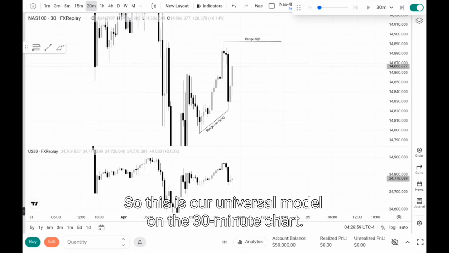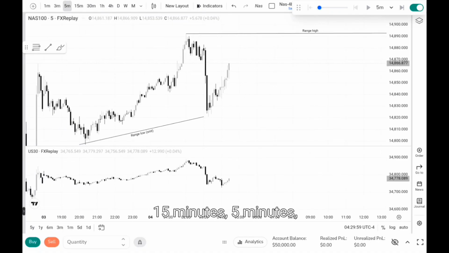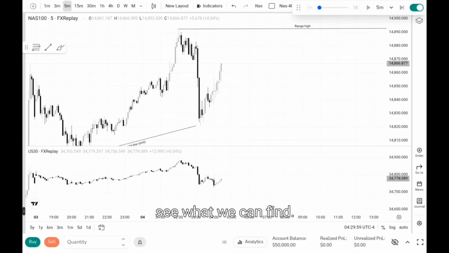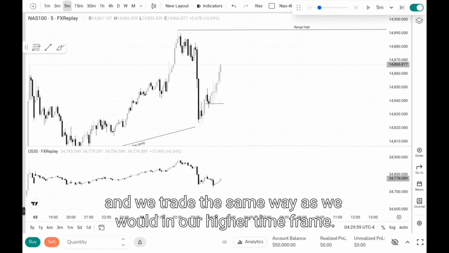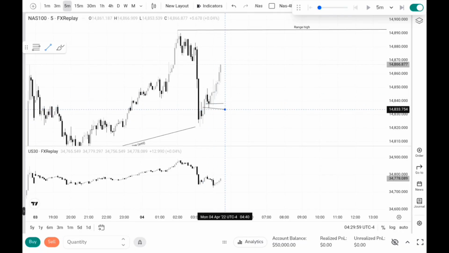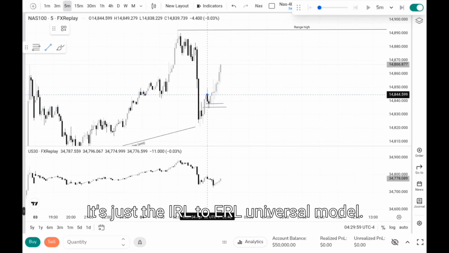So this is our universal model on the 30-minute chart, right? Now we drop down to the lower time frame, 15-minute, 5-minute, 3-minute. See what we can find. There's going to be a universal model in here too, and we trade the same way as we would in a higher time frame. So here we see a gap on the 5-minute, right? It's just the RL to ERL universal model.